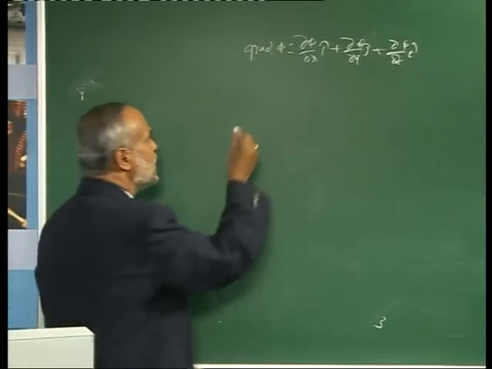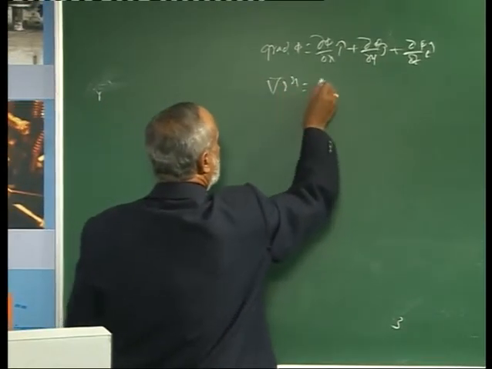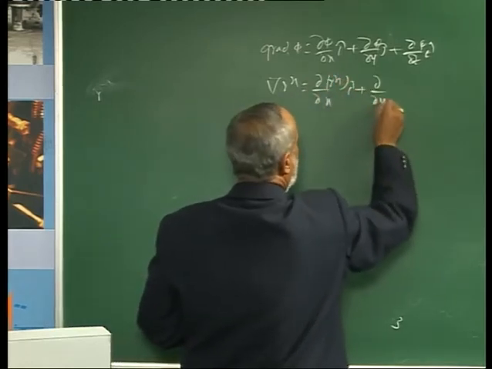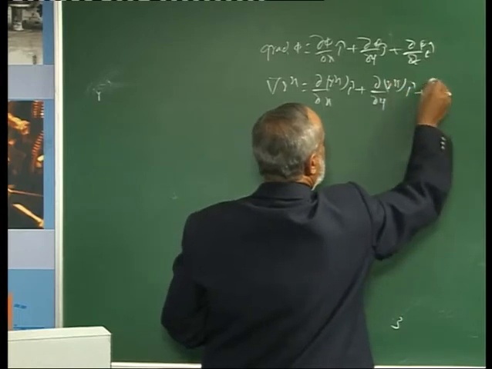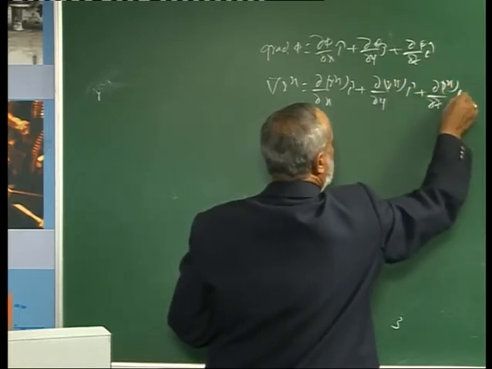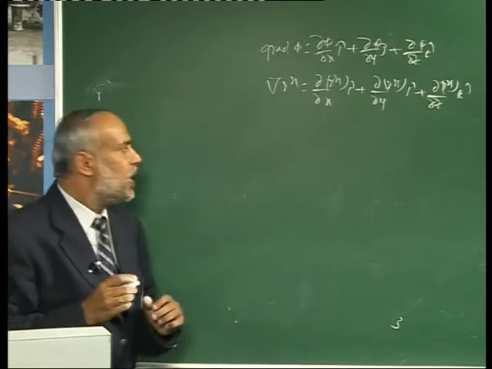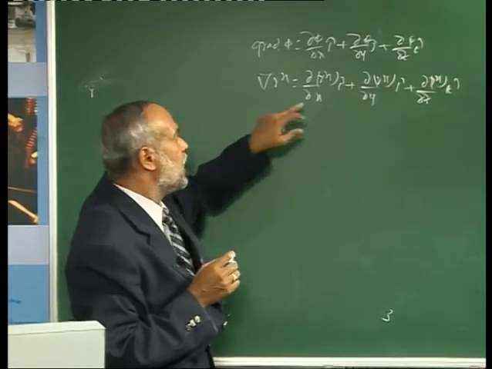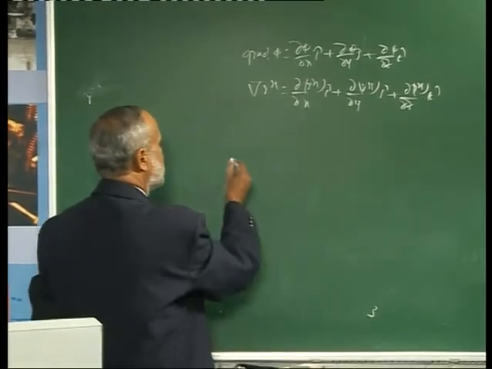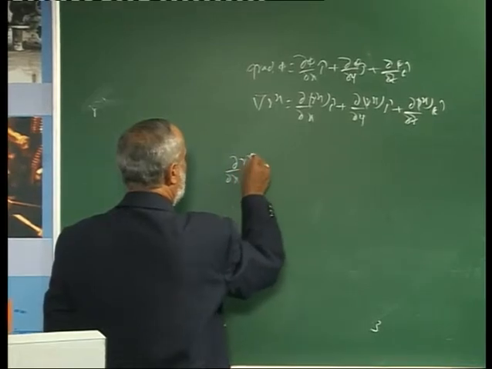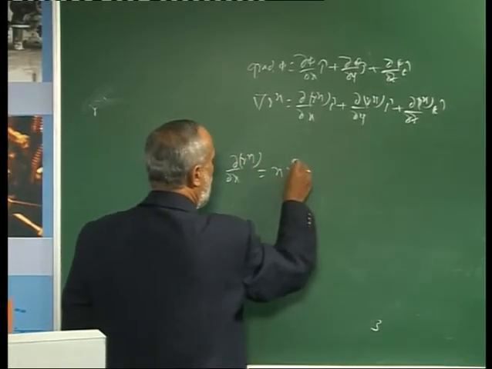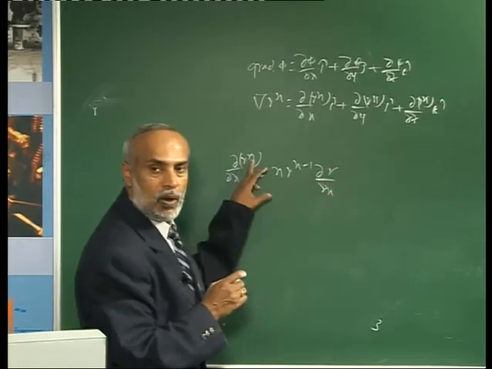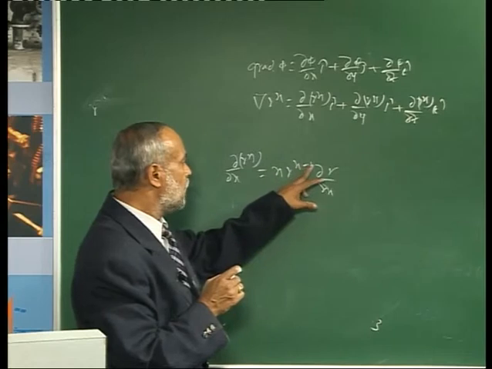Then del r to the power of n, that is, gradient of r to the power of n, means dou by dou x of r to the power of n into i cap, plus dou by dou y of r to the power of n into j cap, plus dou by dou z of r to the power of n into k cap. Now differentiating partially with respect to x first, what do you get? Dou by dou x of r to the power of n is n into r to the power of n minus 1 into dou r by dou x.